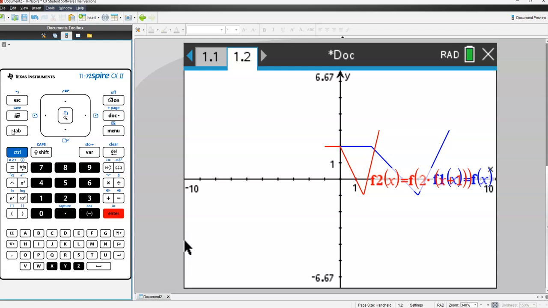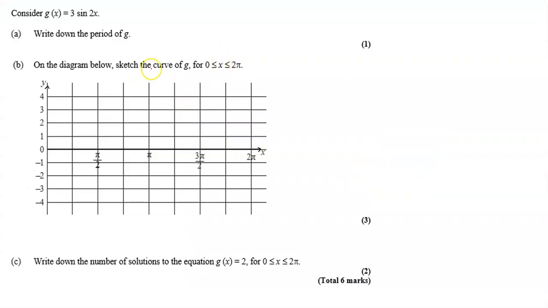If we're going to do these transformations and combine them so that dilations, then reflections, and then translations are in that order, we must factorize the x coefficient. So now we apply this to some questions.